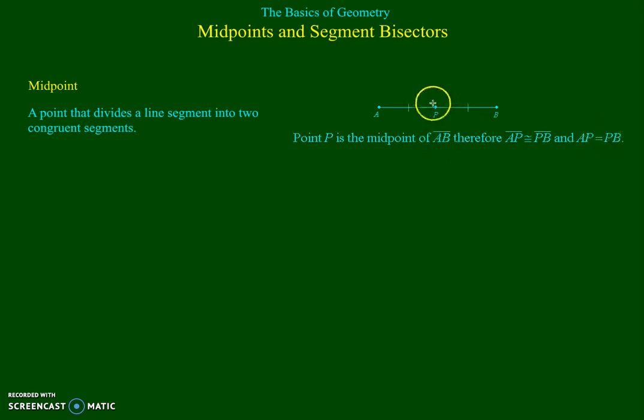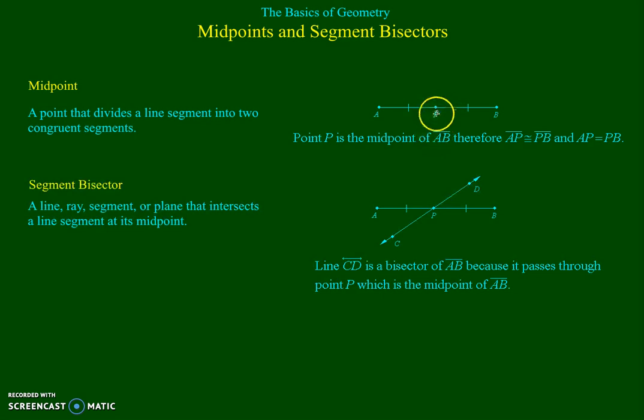Now, point P is the midpoint, so that's a description of what it is. What it does is it breaks the segment into two congruent segments. Something that breaks something into two congruent pieces is known as a bisector. In this case, we're talking about a segment bisector. So this midpoint bisects this segment.